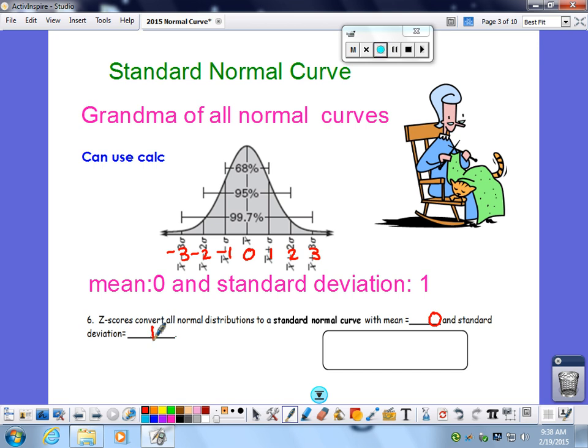Now to change everything to the same scale, we need our z-score, standardized score. So it's going to be x minus the mean over our standard deviation. All right, take a moment to talk about symbols. s represents sample standard deviation.